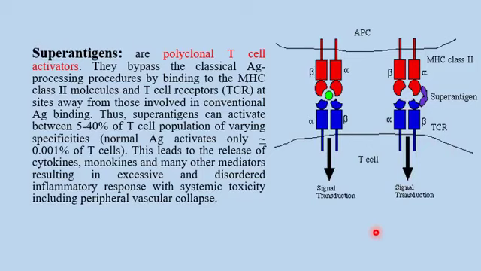So what? We know that when T cells are activated, they release cytokines, monokines, and many other mediators. So the amount of these mediators in the case of super antigens will be a huge amount, because a big number of T cells were activated. This will result in excessive and disordered inflammatory response with systemic toxicity including peripheral vascular collapse. Peripheral vascular collapse means a severe drop in blood pressure and shock.